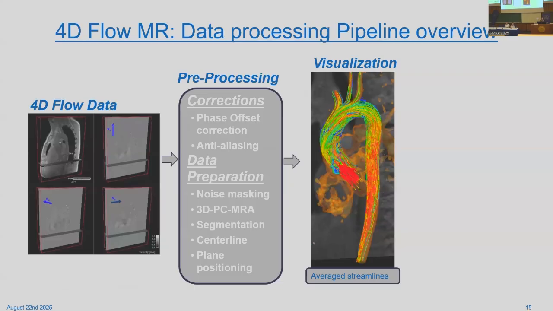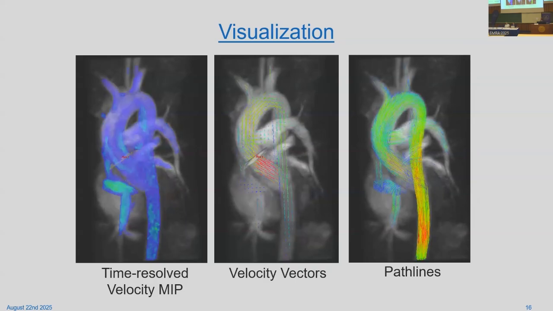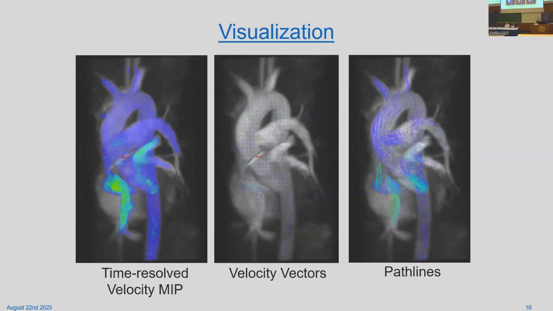So once you have the segmentation or the PC angiogram, you do the visualization. And there are several ways how you can do it. In some softwares, you can have a time-resolved velocity maximum intensity projection. That's quite easy, and it gives you a nice overview. You can also just use the vectors, or you can do a pathline or streamline approach for the visualization.